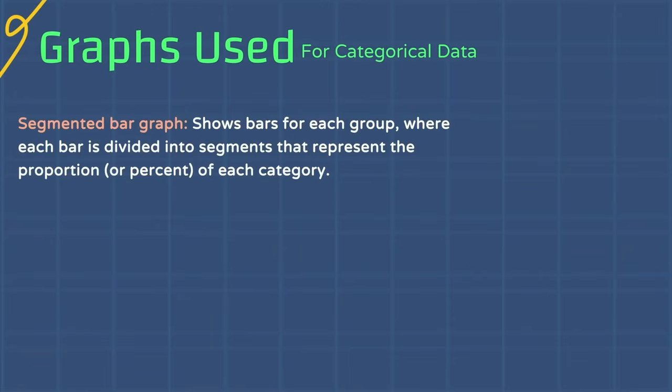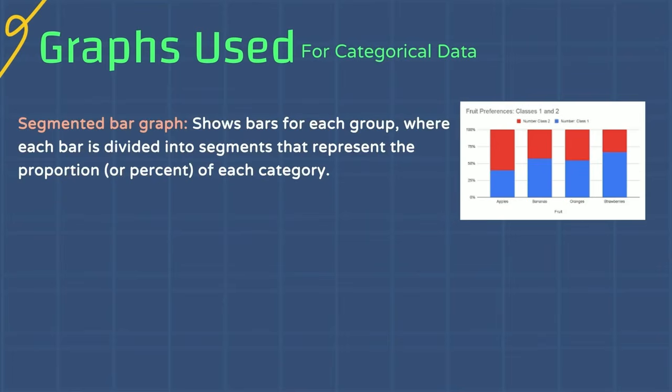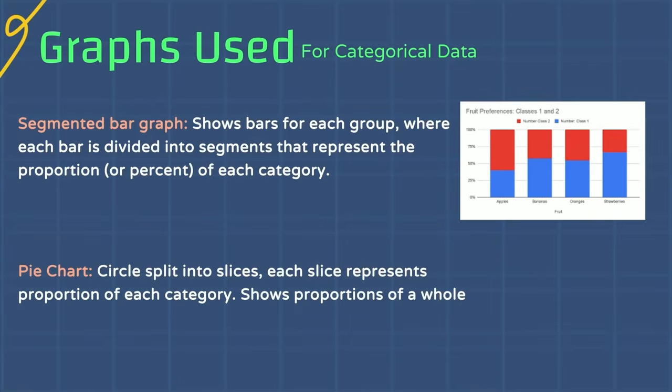More graphs are segmented bar graphs, which show bars for each group, where each bar is divided into segments that represent the proportion or the percent of each category. So it's basically the same thing, like blue would represent that amount of percent of the total 100, if that makes sense.